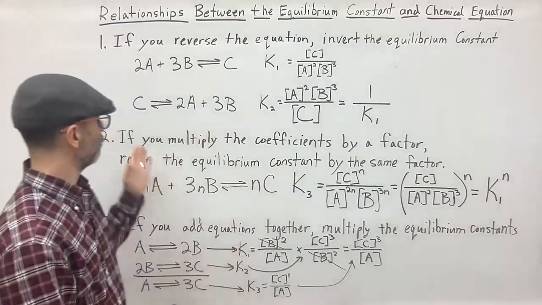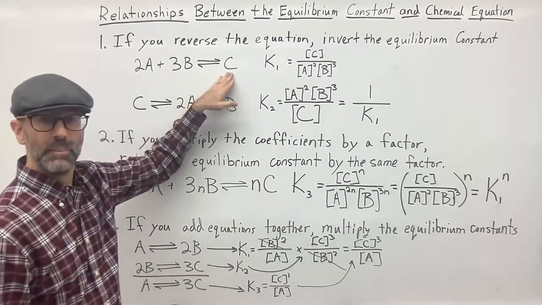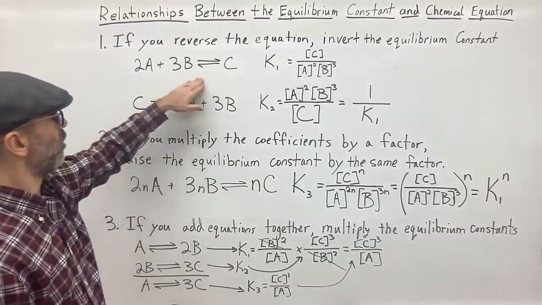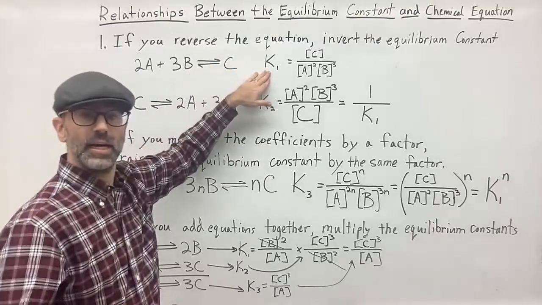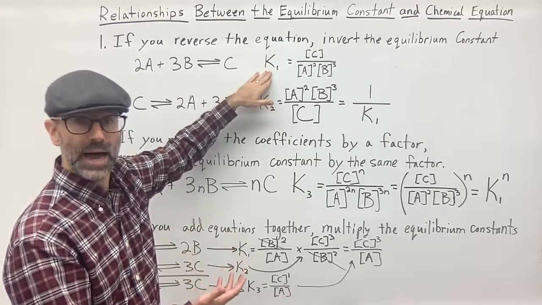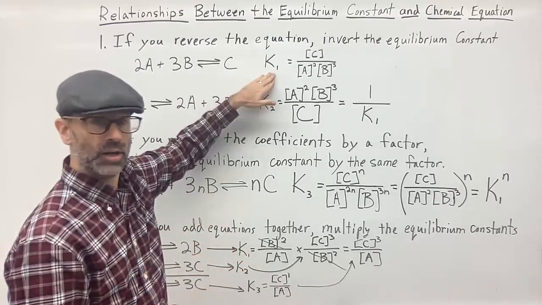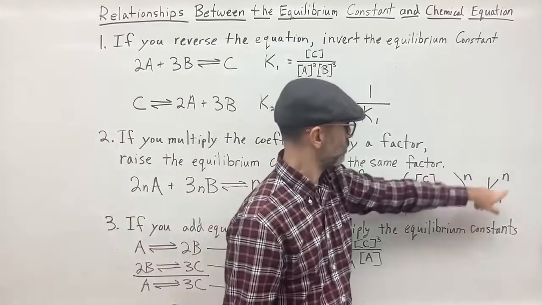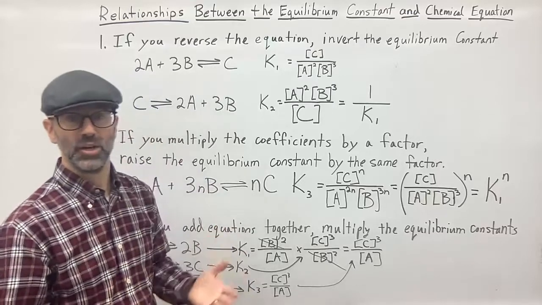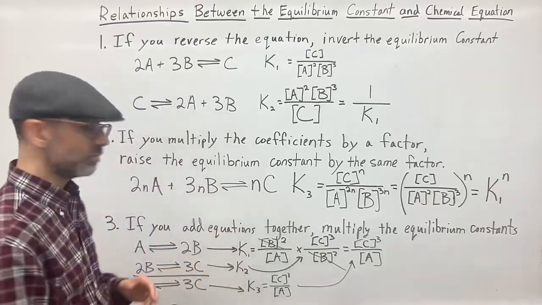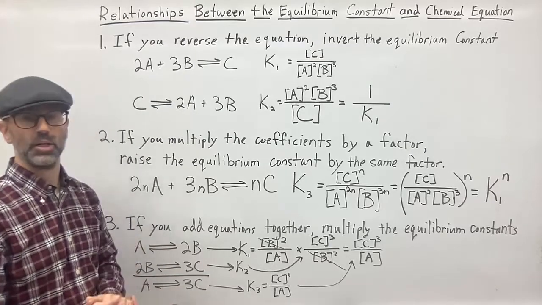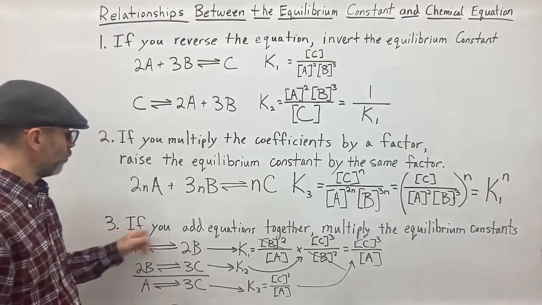So if I have my equation, and I multiply that equation by some factor n, then all I do is take the equilibrium constant of the original equation and raise it by the same factor. So K1 is then raised to the factor of n, and I get my new equilibrium constant for that new equation.